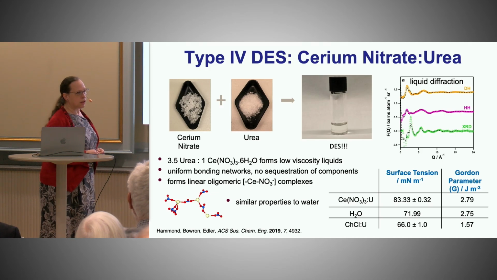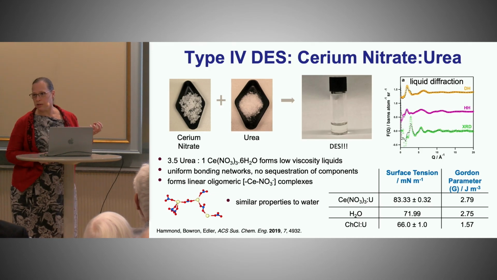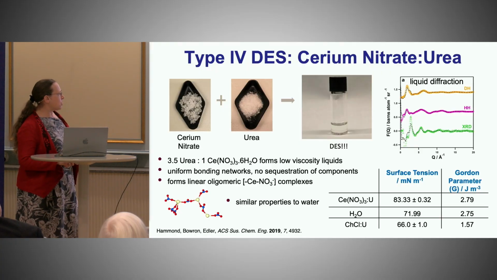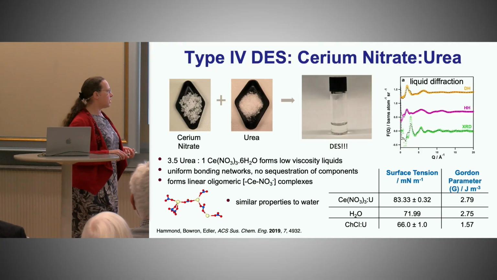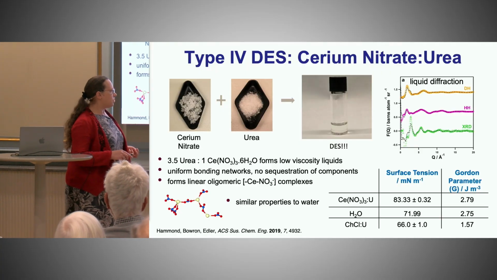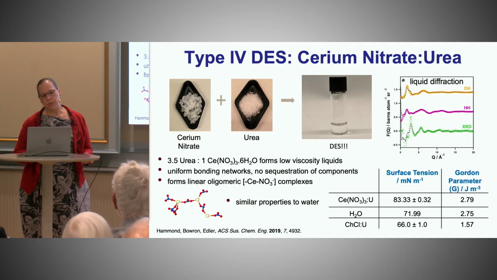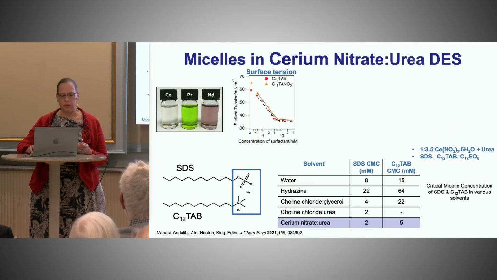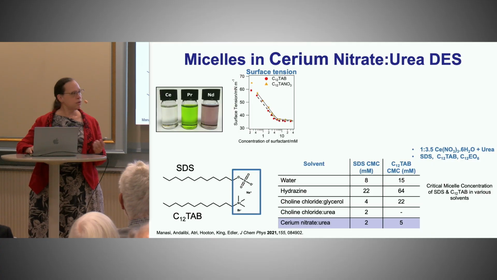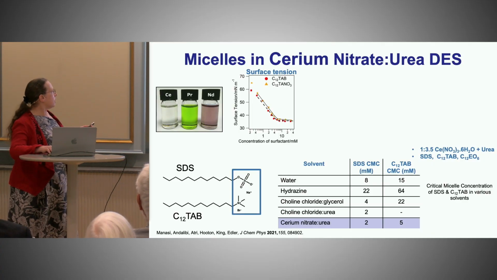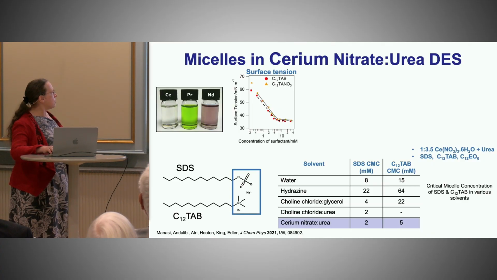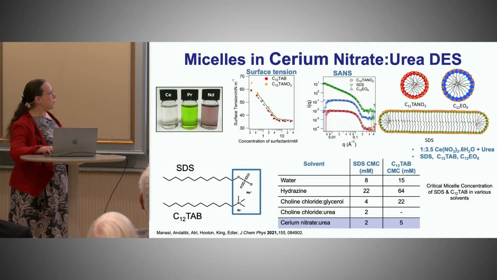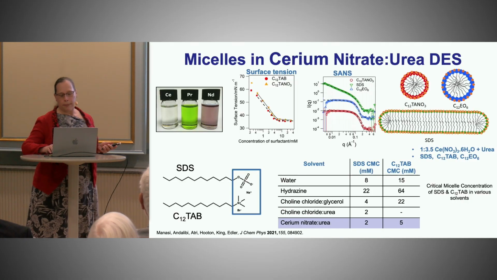It makes a beautiful DES. It's really dense because it's got all that heavy cerium metal in it. But it looks very much like water if you think about things like surface tension and this Gordon parameter, which is a measure of potential self-assembly. So we showed that we could form micelles. Again, the surface tension gave us an indication of a critical micelle concentration, and the scattering showed us a variety of micelle shapes depending on the surfactant that we used.